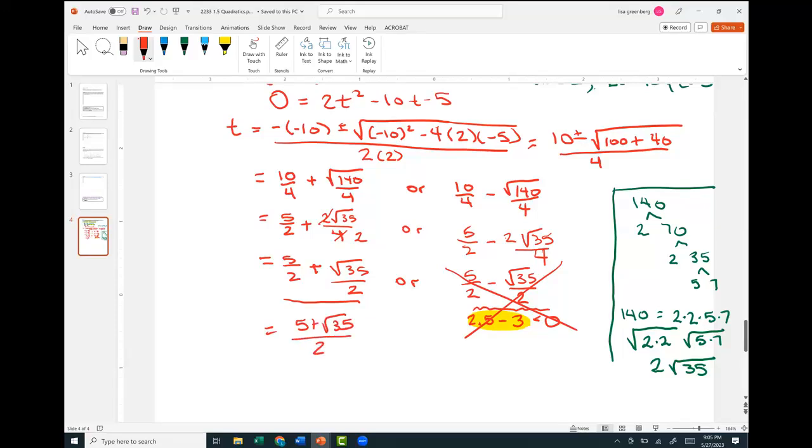This would be my precise answer, like if anybody said to you, I want to know exactly, I don't want you to round it, then that would be it. Rounded, 4.458, and our time is in seconds. So that's how long it's going to take this ball to fall to the ground.